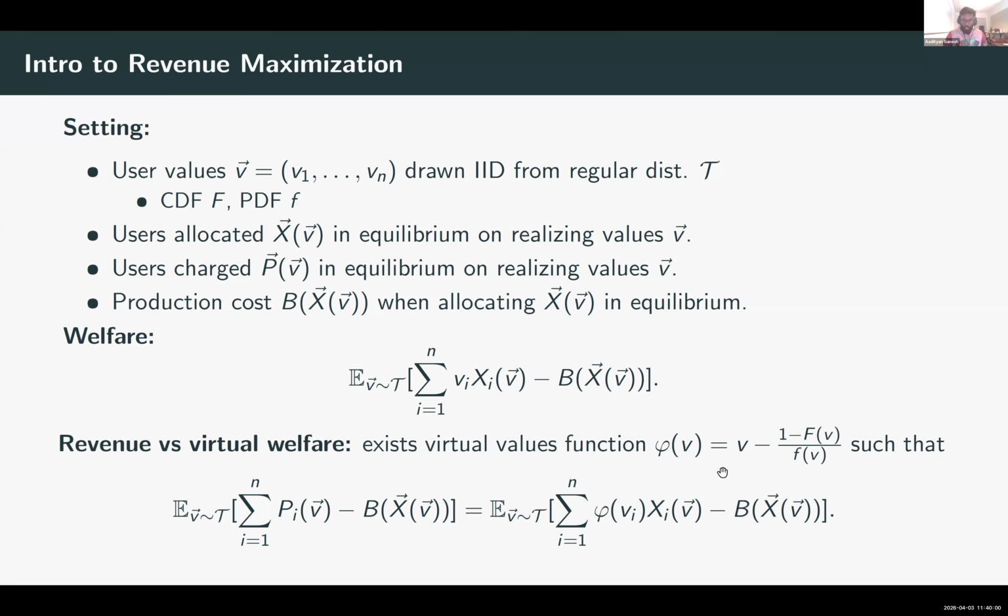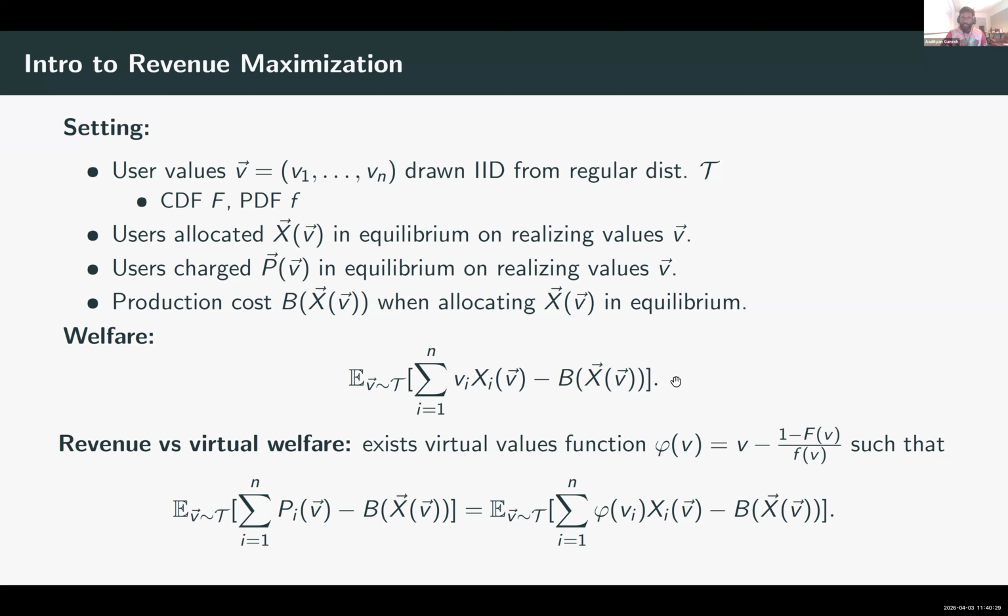It has a very nice closed form expression. And what they do is, instead of the users having value v, we pretend that users have a value of phi of v, modifying the values of users according to this function, and then we algorithmically optimize for virtual surplus, or the virtual welfare, instead of the actual welfare. So there exists the same recipe of slapping on payments on top of the welfare optimization problem.